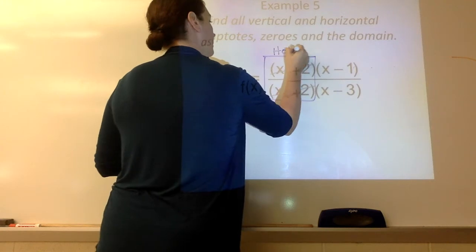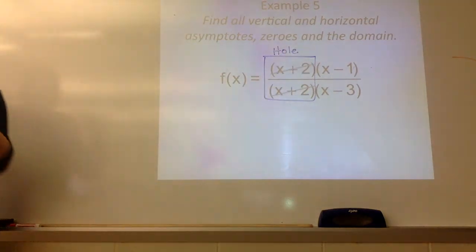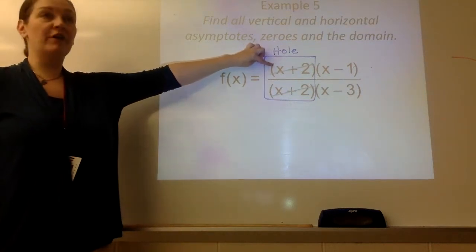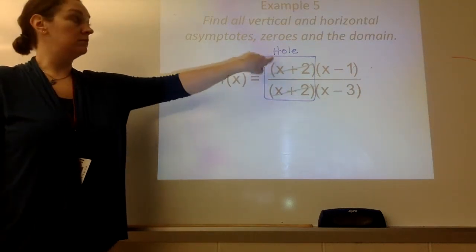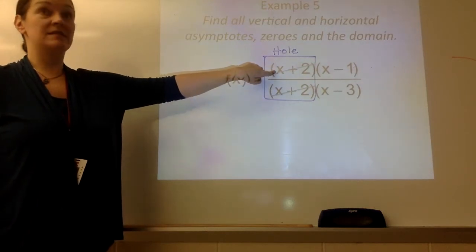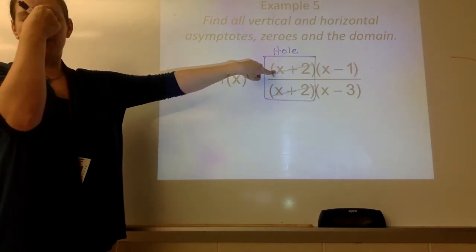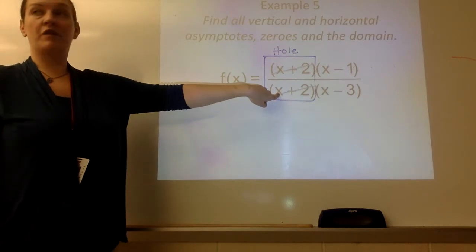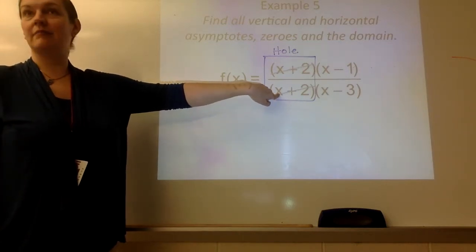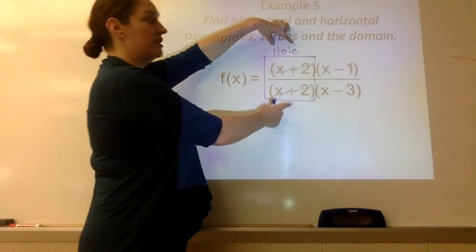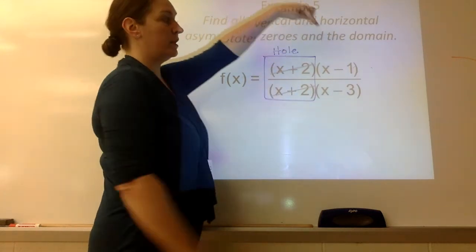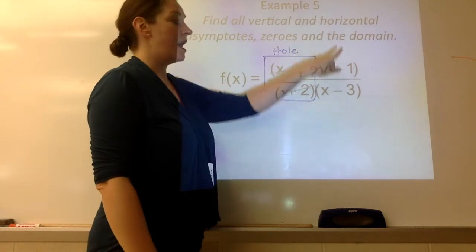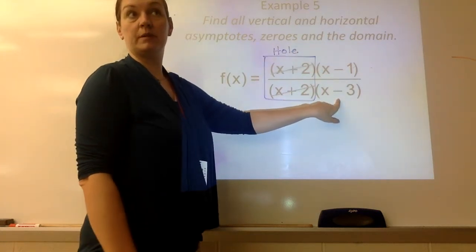So here's the hole. Once you identify something as a hole, two things happen. Number one, it's no longer an x-intercept, and it's no longer a 0. That's the same thing. It's no longer an x-intercept or a 0, and it's no longer a vertical asymptote. That's what I meant to say. Sorry. Okay? This clearly identifies these pieces as being a hole, which means I'm only left with one x-intercept and one vertical asymptote.